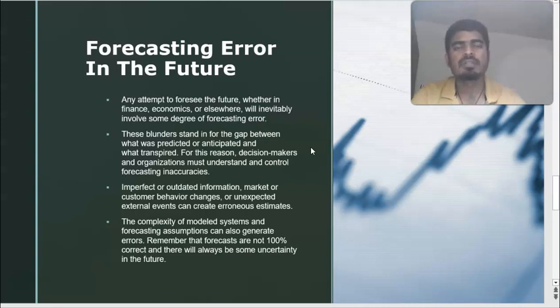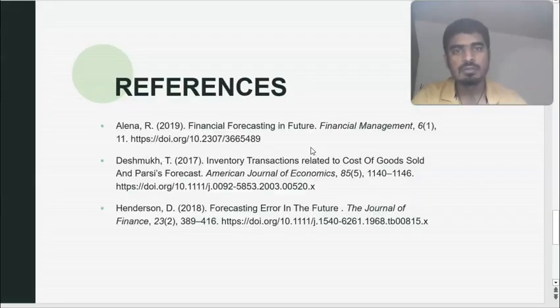For this reason, decision makers and organizations must understand and control forecasting inaccuracies. Imperfect or outdated information, market or customer behavior changes, or unexpected external events can create erroneous estimates. And the complexity of model systems and forecasting assumptions can also generate errors. Remember that forecasts are not 100% correct, and there will also be some uncertainty in the future.